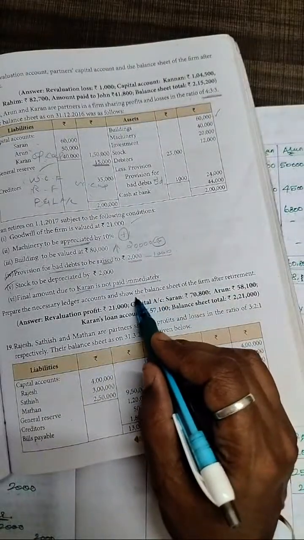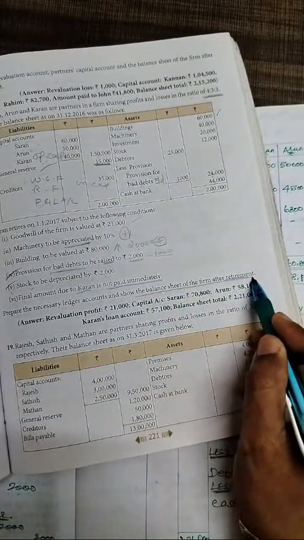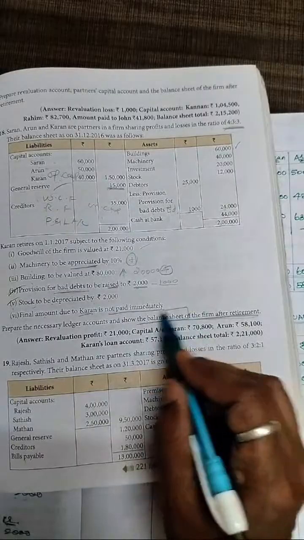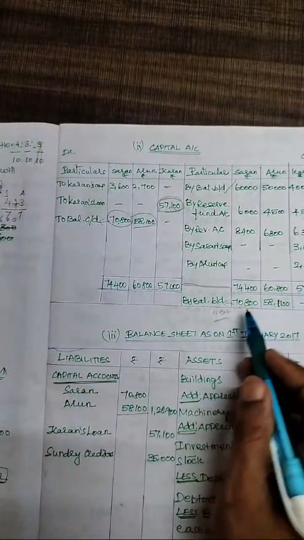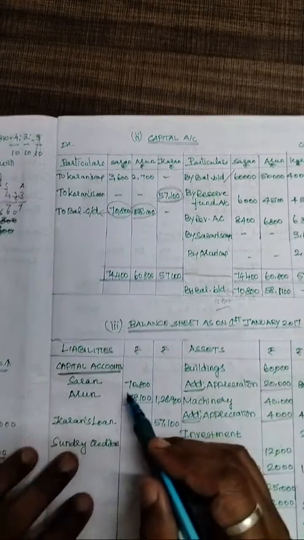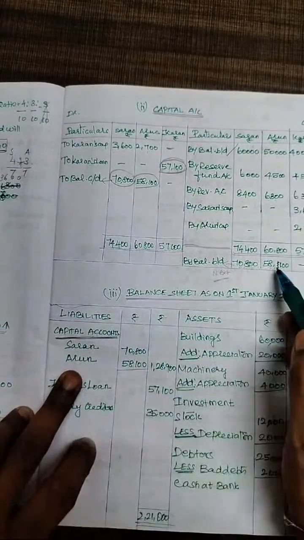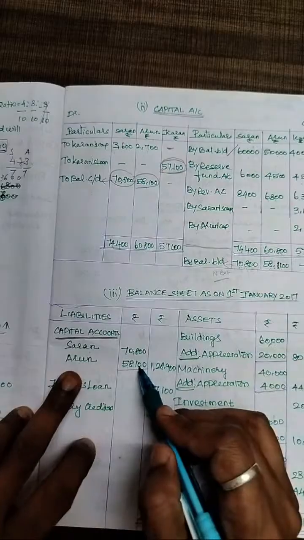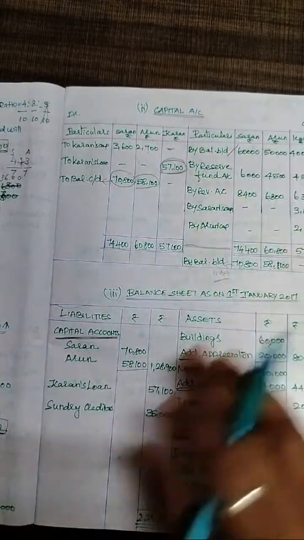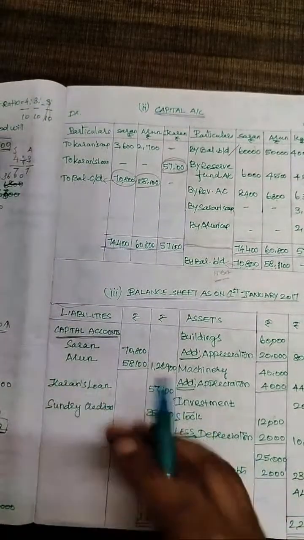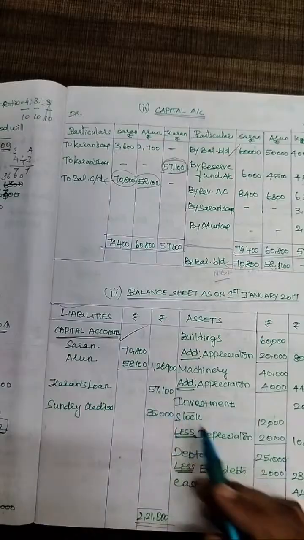Got it? What they asked here is: show the balance sheet of the firm after retirement. After the retirement, you are going to prepare the balance sheet. So after retirement, the opening capital for continuing partner Saran is 70,800 rupees and for continuing partner Arun is 58,100 rupees, taken from the calculation of the capital account after retiring. Karan is a partner; after his retirement, we prepare the balance sheet. As per that, we enter the opening balance of the continuing partners.